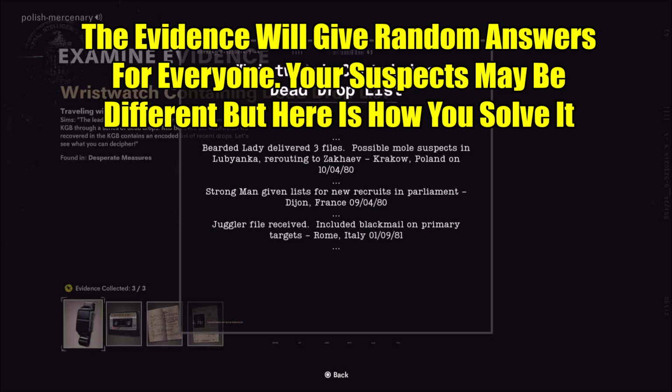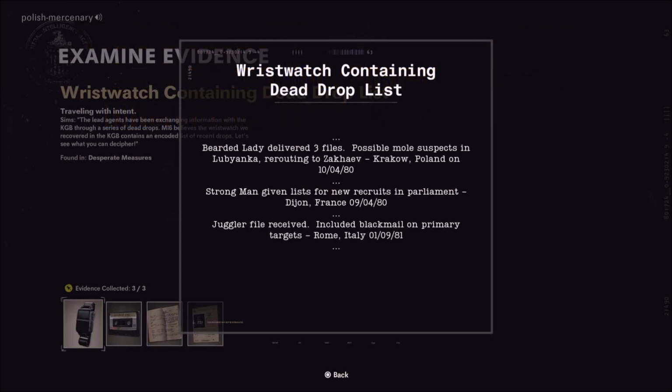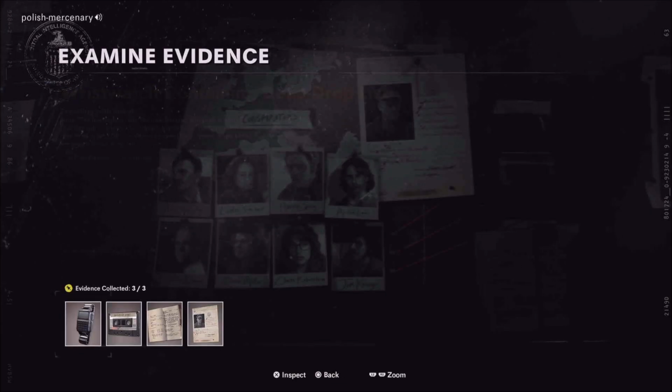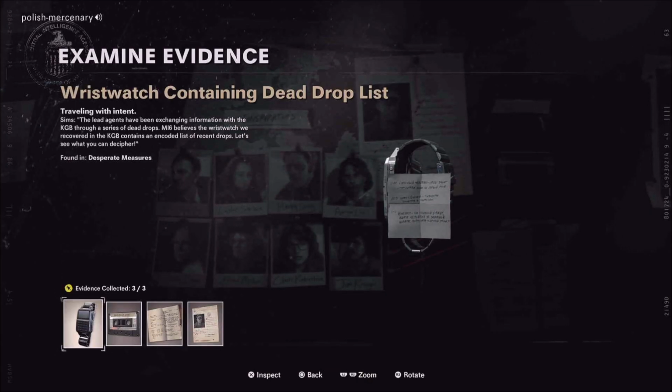You might not have the same suspects as me. It's going to be different. You're going to have to figure it out. But here's how you do it. So look at Bearded Lady here. The hit here is Krakow, Poland on October 4th, 1980. That is the first hint. So it's somebody that was in Krakow, Poland on October 4th in 1980.